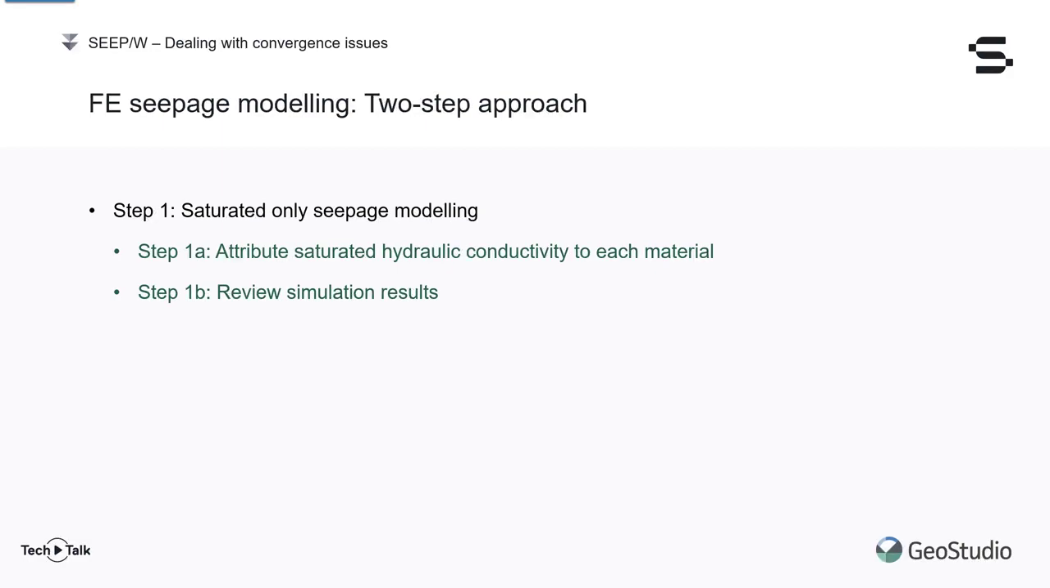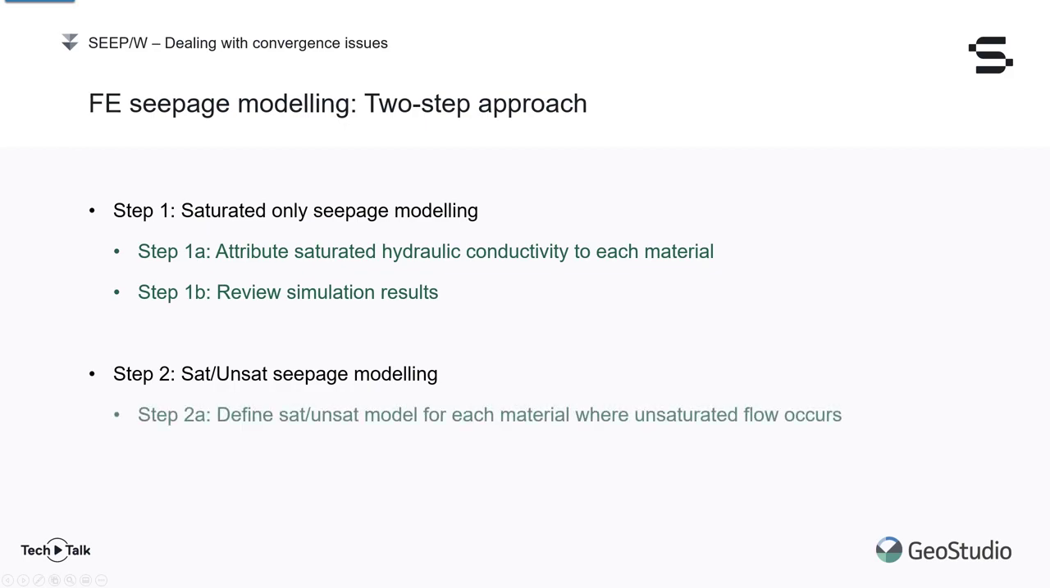The two sub-steps included in step 1 are, first, to attribute a representative saturated hydraulic conductivity to all materials used in the models. And secondly, to review the simulation results and identify each material where our fully saturated flow hypothesis doesn't hold true. The second step to this approach will be to build on the information gathered in step 1 and properly simulate the saturated-unsaturated flow that will develop in certain areas of the model.